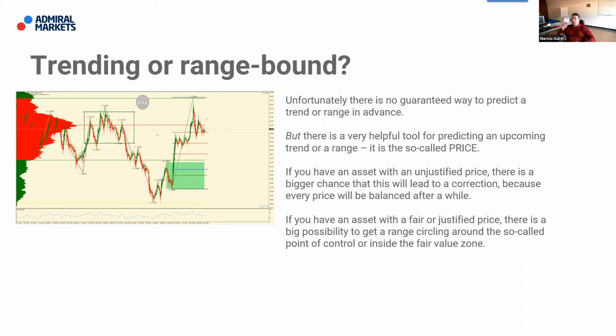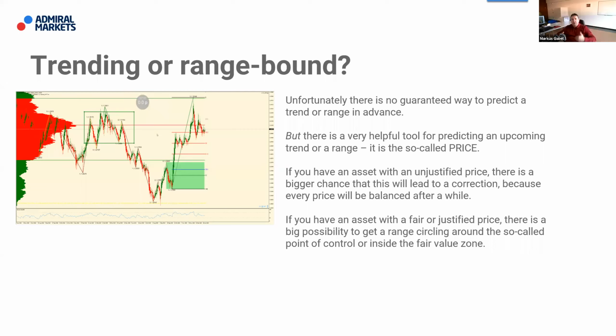Every underlying has a price. What do you ask for if you want to know about, maybe, gold? You always ask how much. How much is gold right now? $1,500. Or you ask, where is Dow Jones right now? How much is it? 30,000 points, but you have to know how much is one contract. So please realize that you trade the price. And this is the big information. If you have such an asset with an unjustified price, there is a bigger chance. In this picture, you can see the red zone and the green zone, and the green zone is the unfair value price zone, the unjustified price. There is a bigger chance that this will lead to a correction, because every price will be balanced after a while.